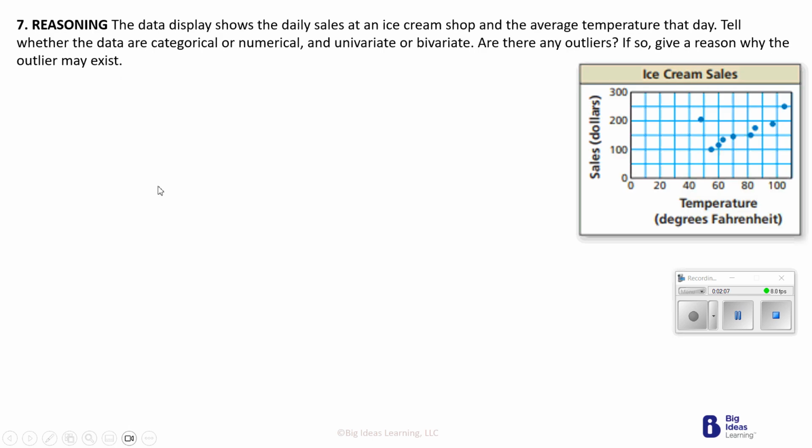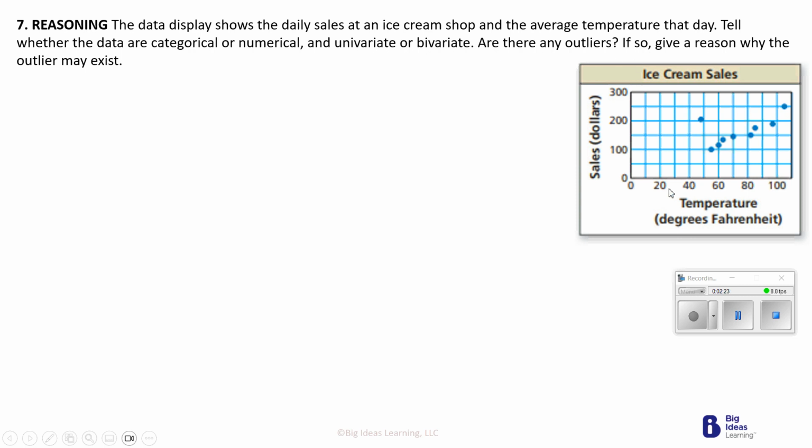Number 6 is for you to do. Number 7 says the data display shows the daily sales of an ice cream shop and the average temperature that day. Tell whether the data are categorical or numerical and univariate or bivariate. And are there any outliers?